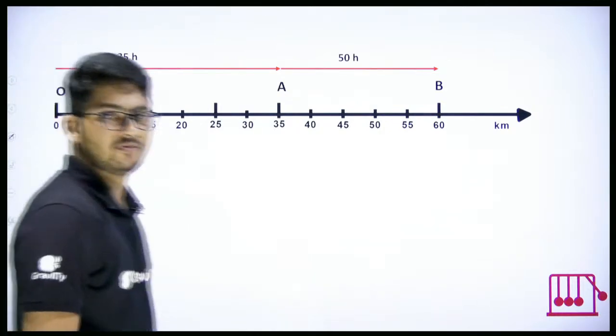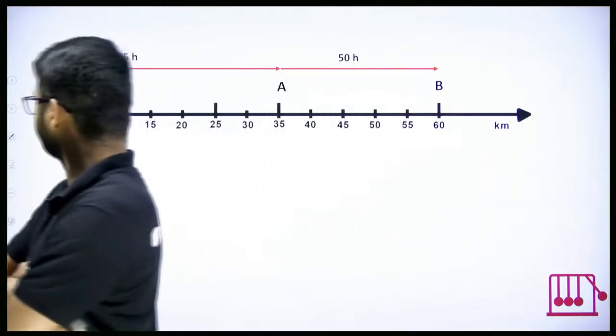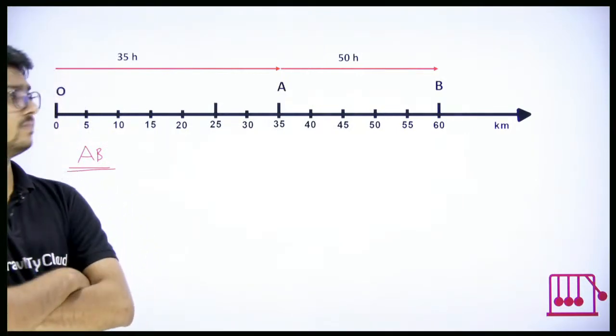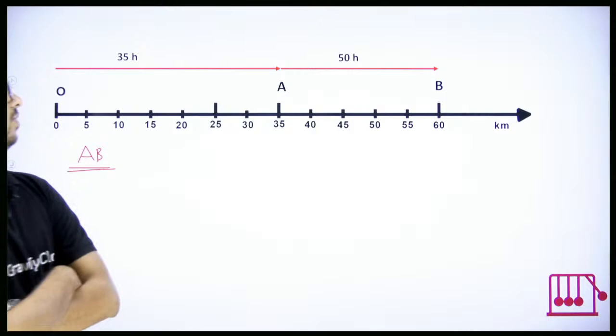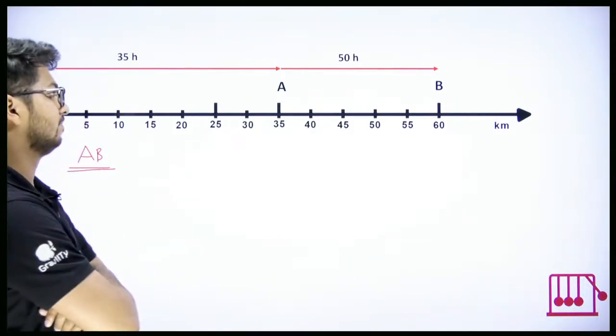Now you do it for AB. Everyone find out speed for AB. I'll give you some time. So find out speed for AB. A to B. For AB, for A to B, what is the speed going to be?